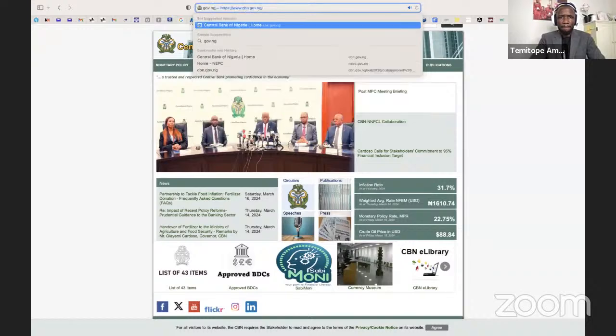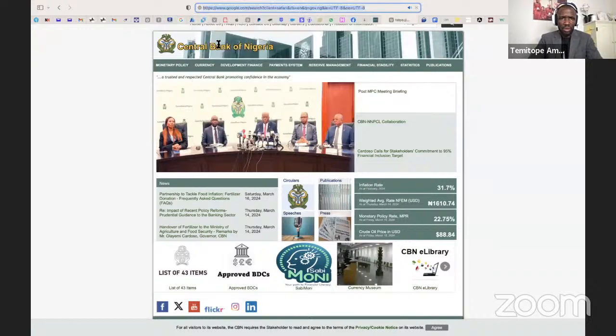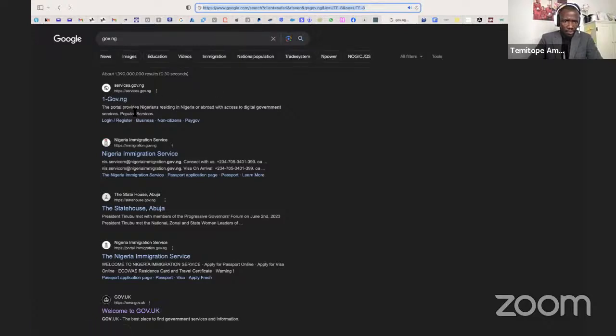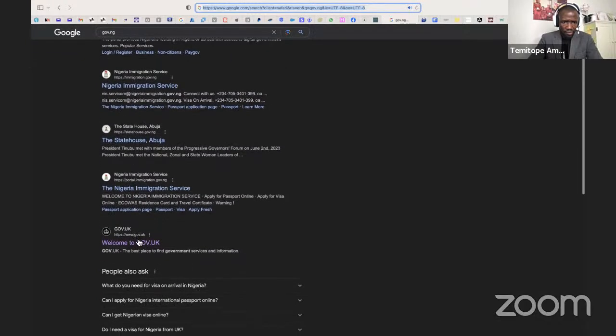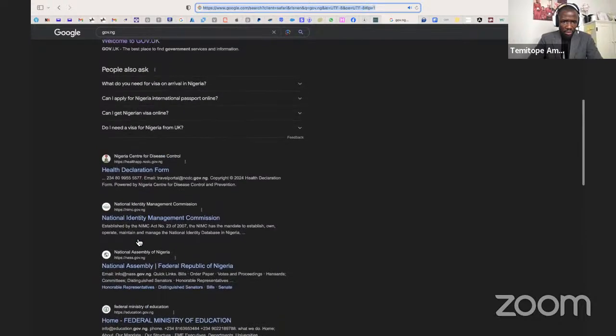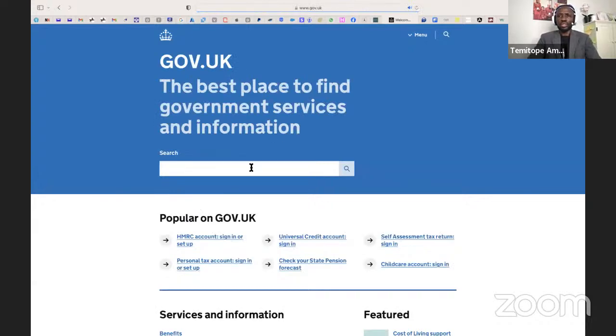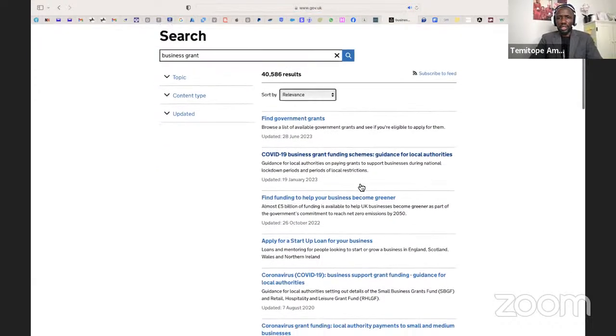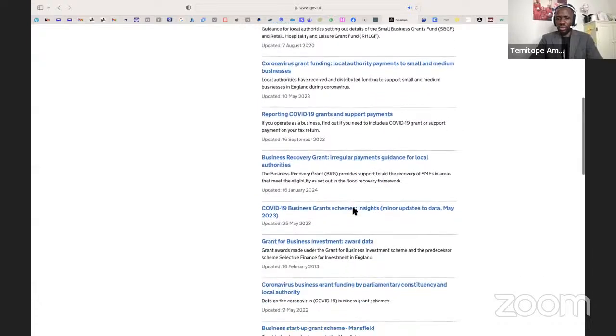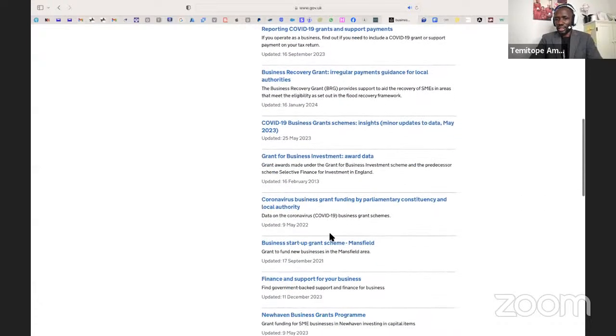gov.ng. Okay, let me go for the gov.uk instead. Now, this is the gov.uk website, and let me show you how you could use this to also look for opportunities. So let's take, for example, you are looking for a business grant, and you just say business grant in the search area. So you will see various grant opportunities for a business and the likes.